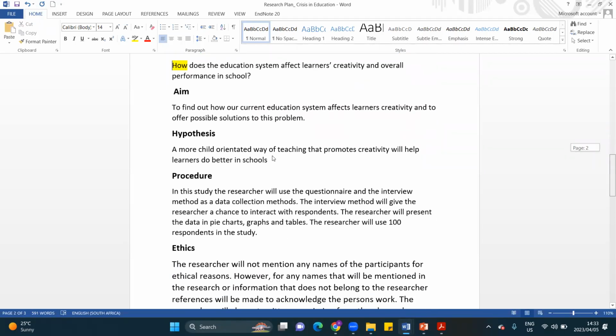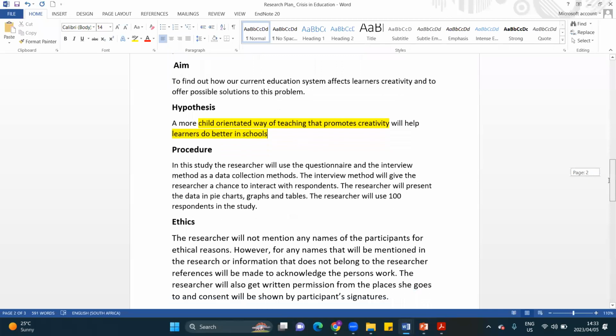Hypothesis, the educated guess: a more child-centered, a more child-orientated way of teaching promotes creativity. So this is what the learner is saying. He or she believes that a child-centered way of teaching promotes creativity, and will help learners do better in schools. Okay? So this is what the learner is going to be trying to prove in this research. Let's look at the procedure now.